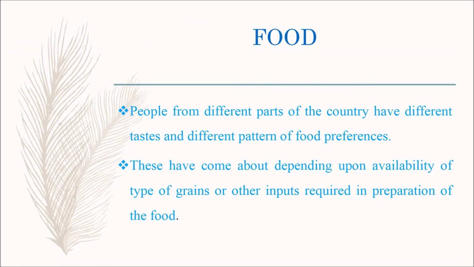Next, we are going to learn about food. People from different parts of the country have different taste, right? And different pattern of food preferences. These have come about depending upon availability of type of grains or other inputs required in preparation of the food.